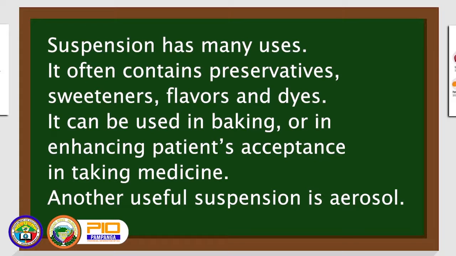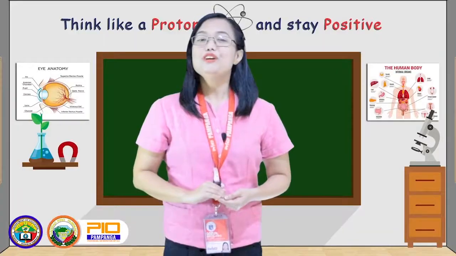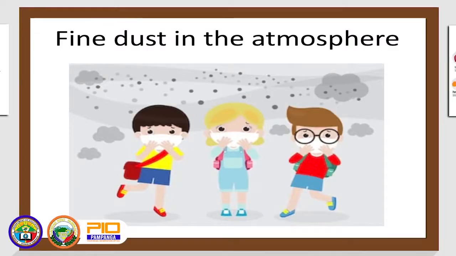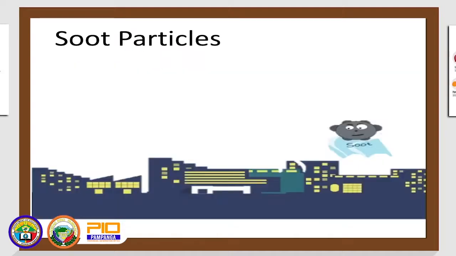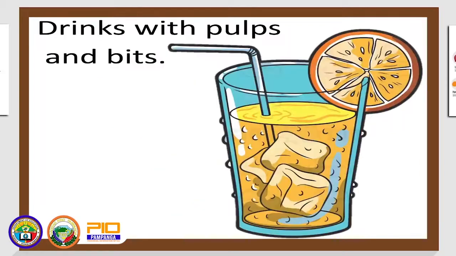Another useful suspension is aerosol. It is a suspension of liquid droplets or fine particles in gas which is used in healthcare service as a disinfectant and inhaler. The following are other examples of suspension mixtures. Fine dust in the atmosphere, soot particles, cloud droplets, or drinks with pulps and bits.